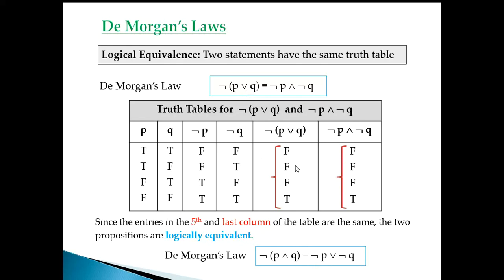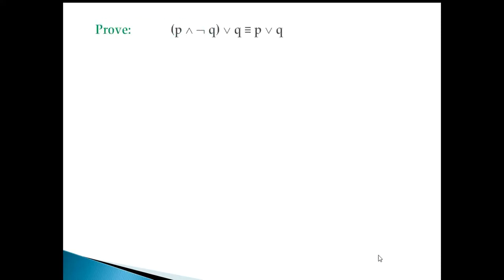So similarly, by the truth table, you can also prove this. Next, we need to prove that P and negation of Q or Q is equivalent to P or Q. Till now we proved our logical equivalences by the truth table. Now we study the laws, so here we prove this equivalence of propositions using the laws.